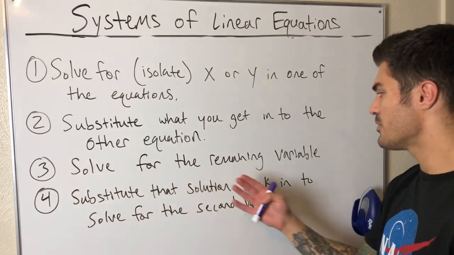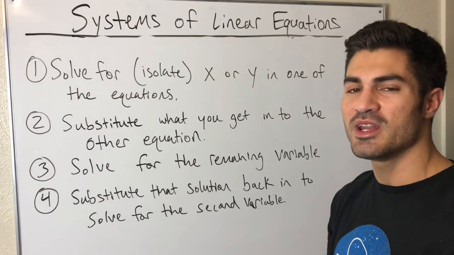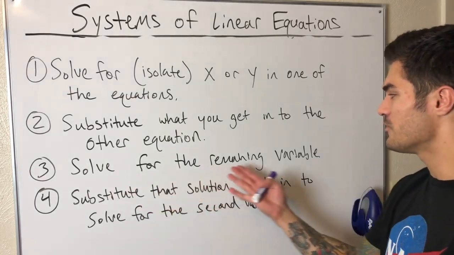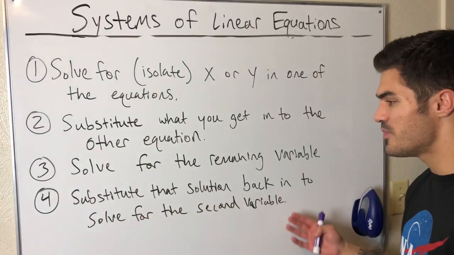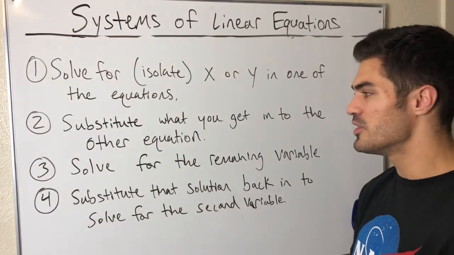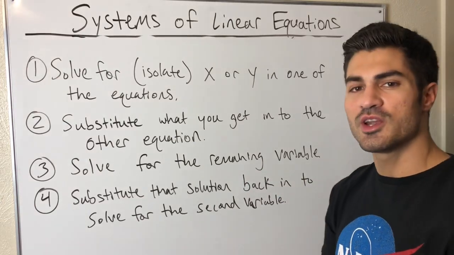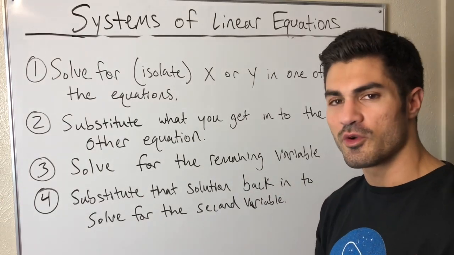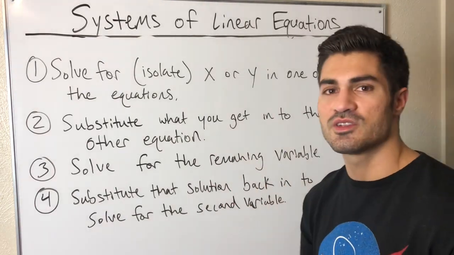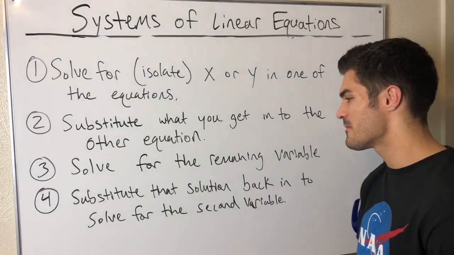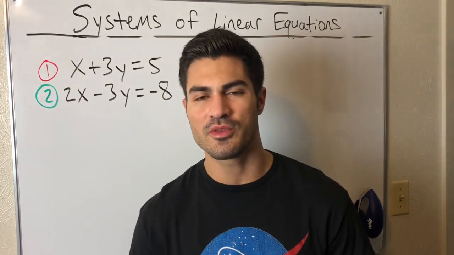Step 3, solve for the remaining variable. So doing this will eliminate either x or y. It'll eliminate a variable so you can solve for whatever the variable is that's left. Step 4, substitute that solution back in to solve for the second variable. So take this solution for x or y and go back to one of the original equations and plug that in to solve for the remaining variable, and those two solutions will be your solution set for this system of linear equations.